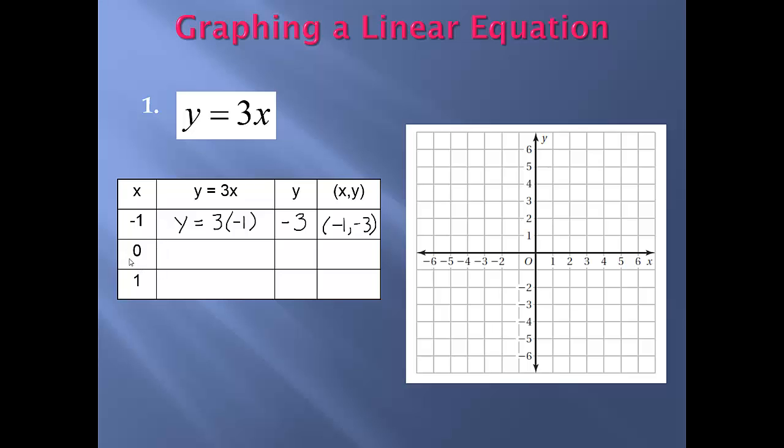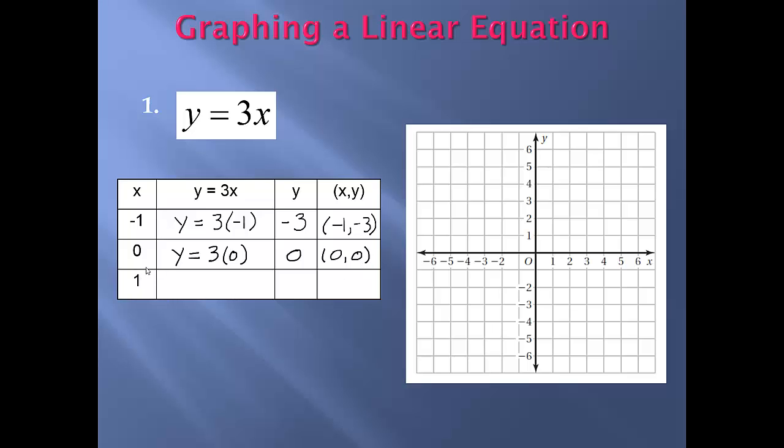Now we're going to plug in 0 for x. So we have y equals 3 times 0. And 3 times 0 is 0. So now we'll write our ordered pair and we'll have our x value of 0 and our y value of 0. So our ordered pair is 0, 0.